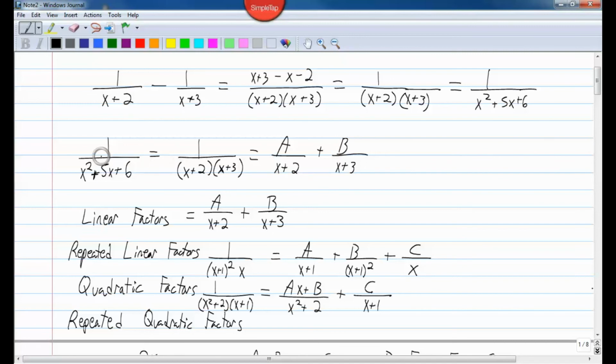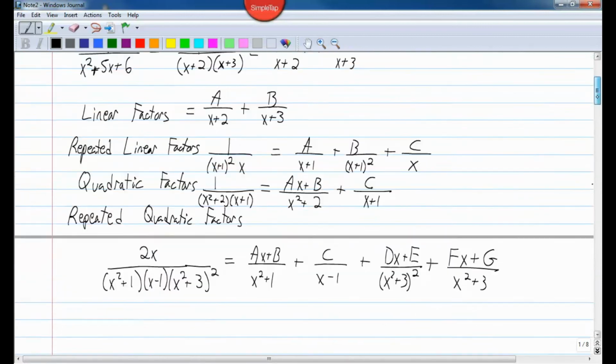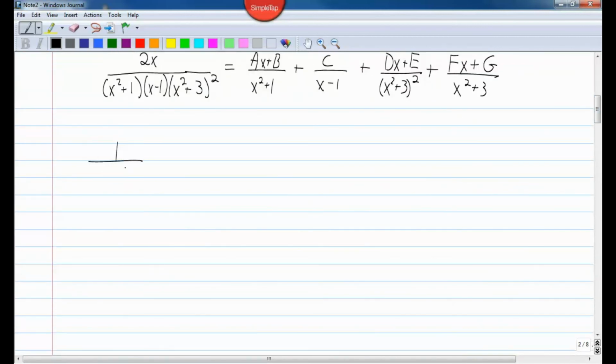Alright, so if I have this fraction and the denominator will factor, then I can set it up like this. So I'm going to rewrite that right there down here. I had 1 over x plus 2 times x plus 3 equals a over x plus 2 plus b over x plus 3. Now, once you get to this step, you do the same thing regardless of what your equations on the right side are.